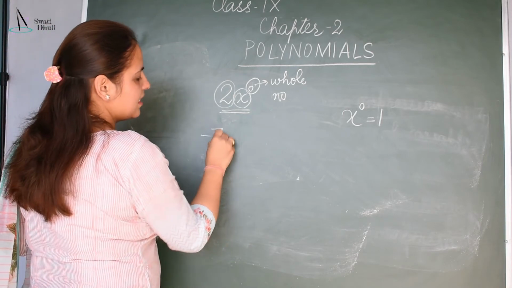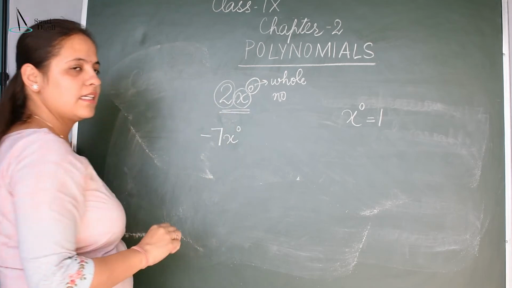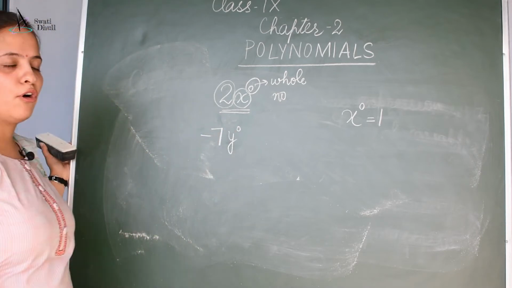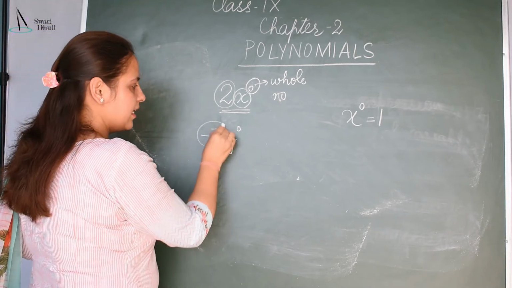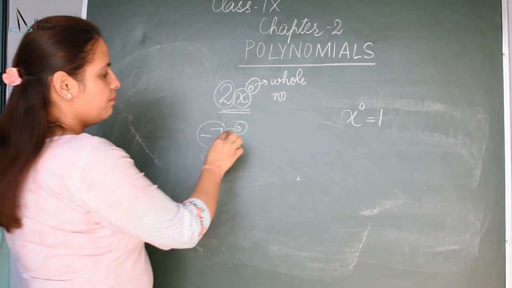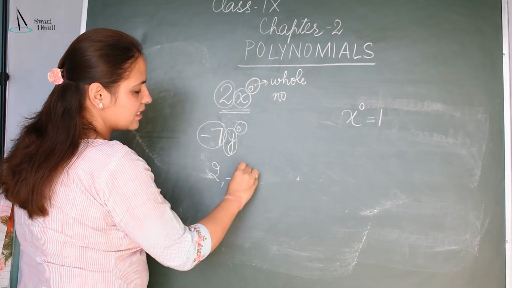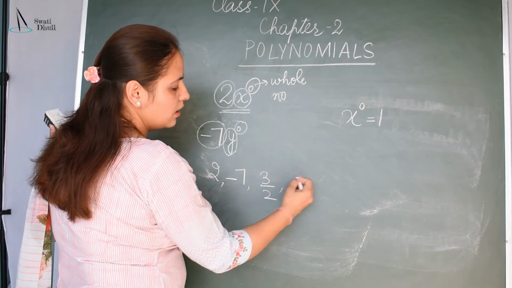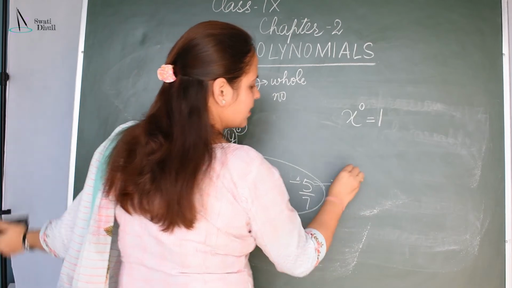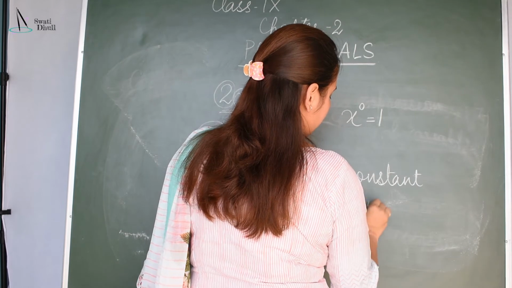If I say minus 7, it is again a polynomial. If I multiply x to the power 0, or you can say y to the power 0 also, then also it is a polynomial because it has a constant, it has a variable, and the power is a whole number. So you can say 2, minus 7, 3 by 2, minus 5 by 7, they are all polynomials and we call them constant polynomials.